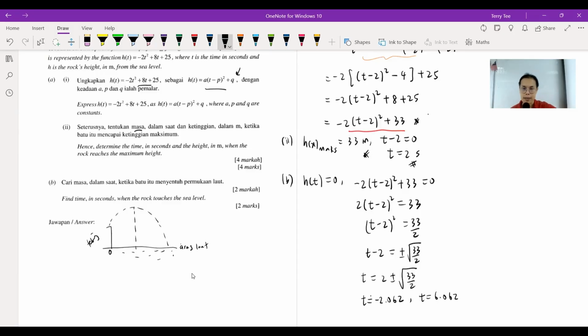Yeah, ignore the negative one, because t can't be negative. So we take the positive one. So the masa dalam saat ketika menyentuh permukaan laut is 6.062 second or saat.